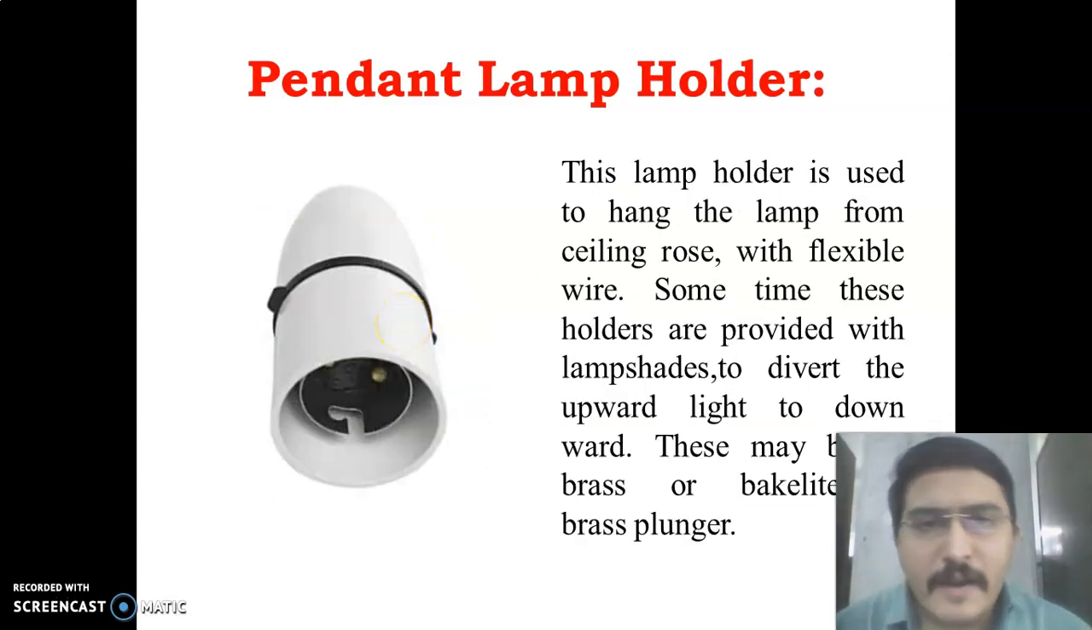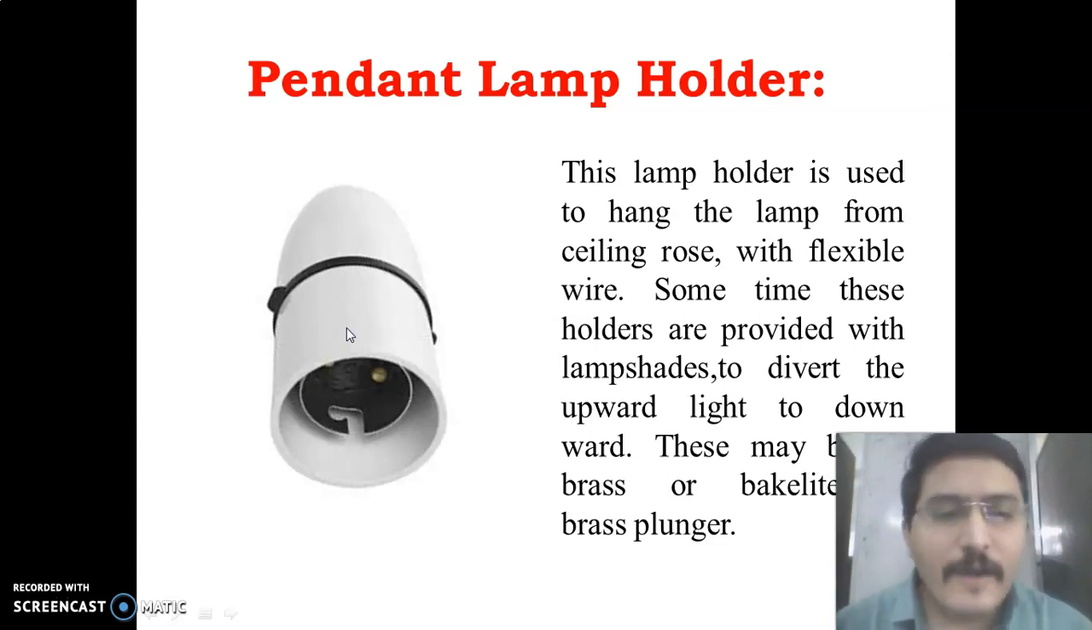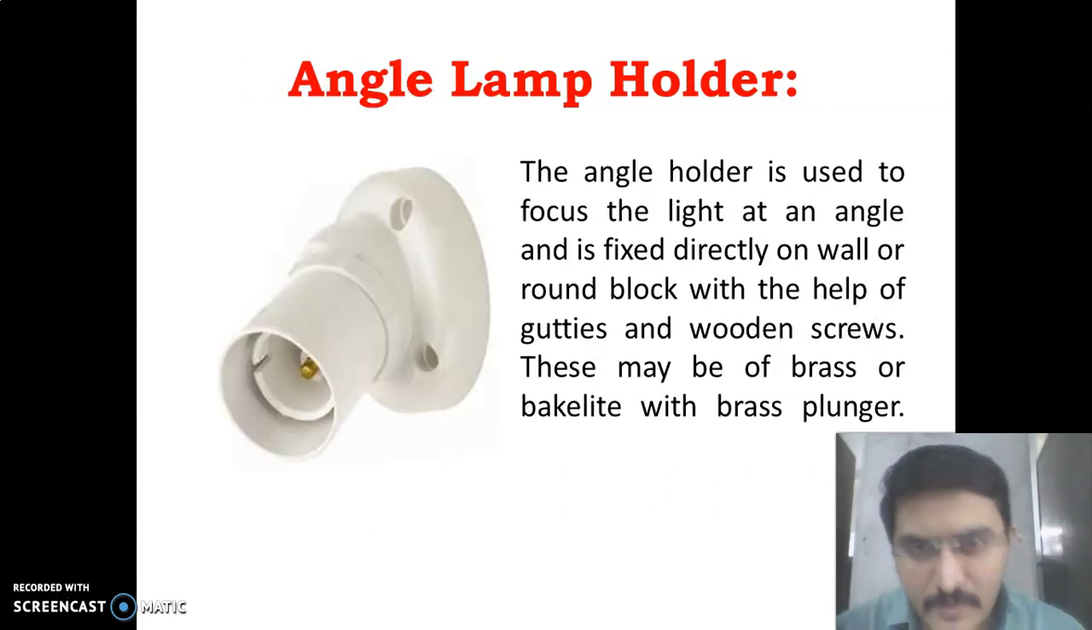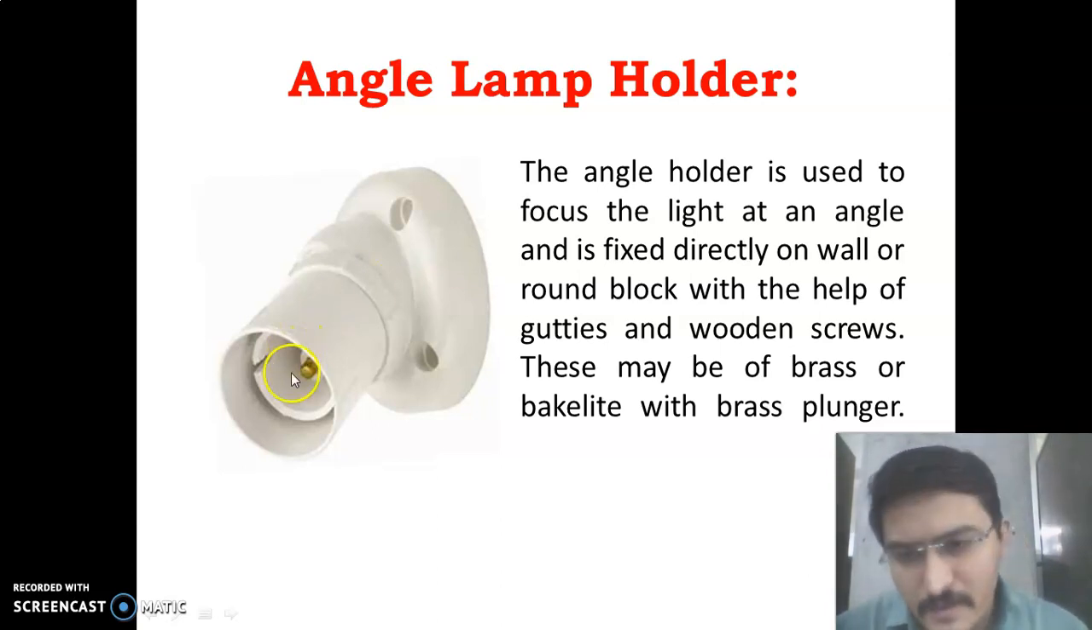Then pendant lamp holder. This lamp holder is used to hang the lamp from the ceiling rose with the help of flexible wire. Sometimes these holders are provided with lamp shades to divert the upward light downward. This may be of brass or bakelite with brass plunger. Then we have the angle lamp holder. Angle holders are used to focus the light at an angle and are fixed directly on the wall or a round block with the help of gutties or wooden screws. These may be of brass or bakelite with brass plunger.